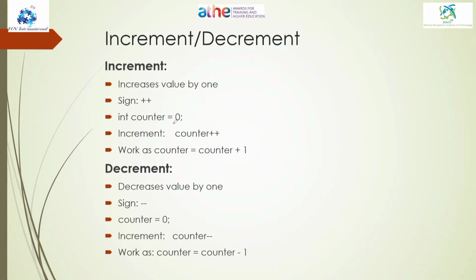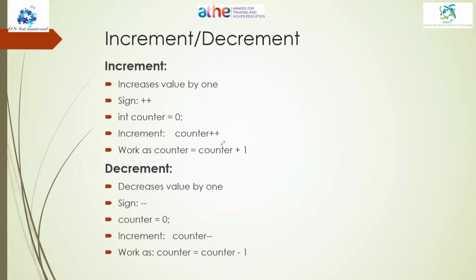So for any variable, we have some value in it and we want to increment its value. So this is the sign. We write the variable name and then we write the sign. What it will do is take the value of this variable, increase it by 1, and again store the incremented value in the same variable. It will not generate an extra variable.